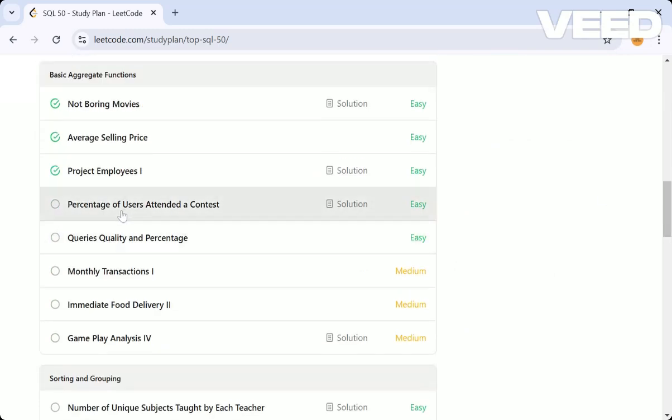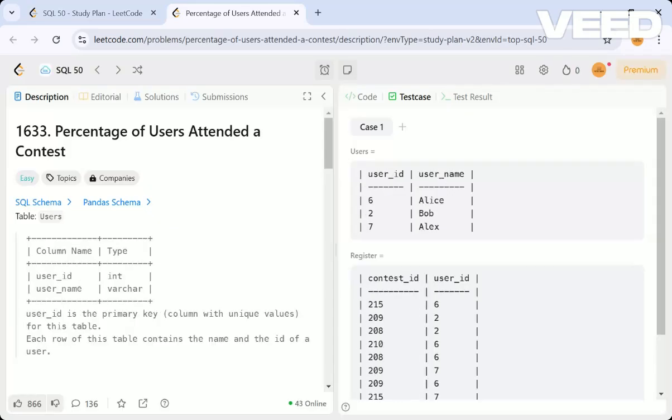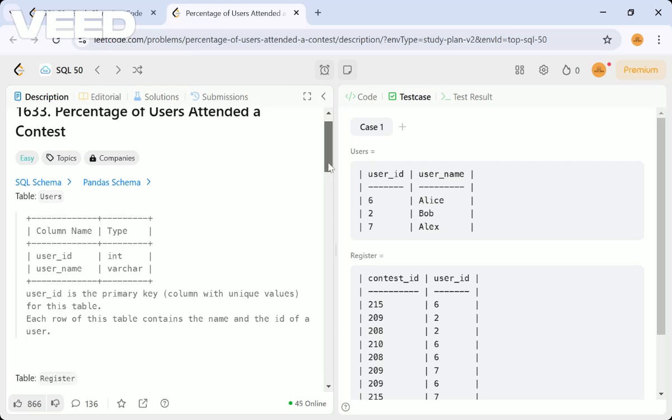So see this problem: Percentage of Users Attended the Contest. Let's see the schema first. The problem number is 1633. LeetCode has numerous problems, so you can just check for this problem with the problem number.